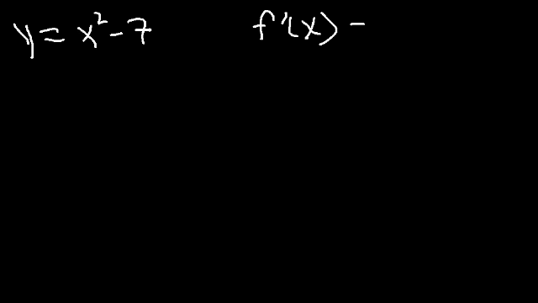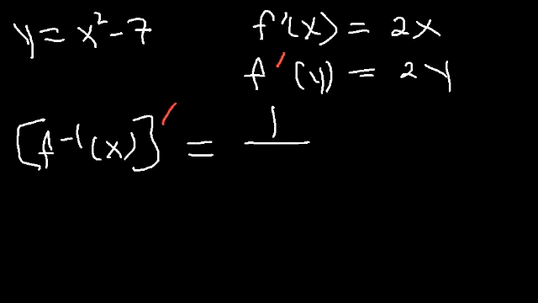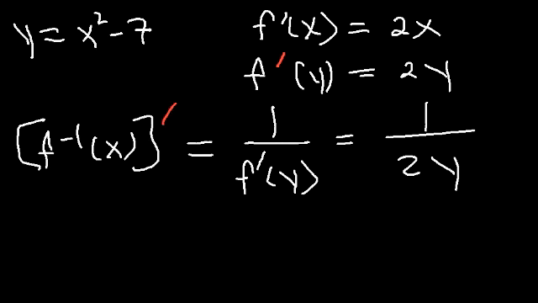So let's say that y is equal to x squared minus 7. The derivative with respect to x, this is also f of x, by the way. f of x is the same as y. The derivative is going to be 2x. What you want to do after you find the derivative is switch x and y. So the derivative is 2y. Now using the formula, the derivative of the inverse function of x, we said it's 1 over f prime of y. So basically it's 1 over 2y. This is the answer, in terms of y, of course.